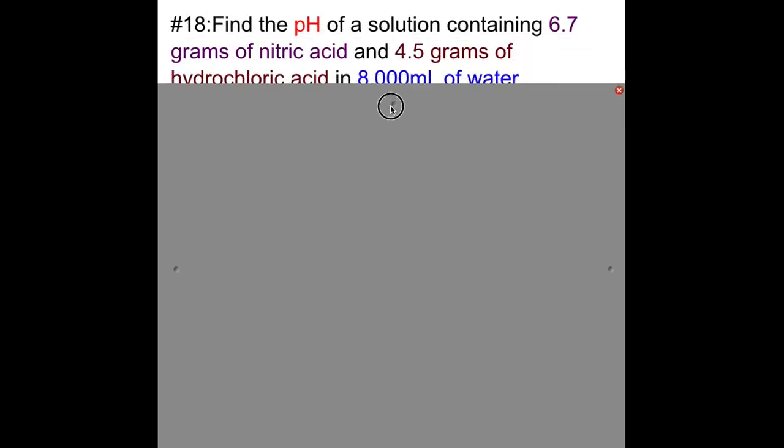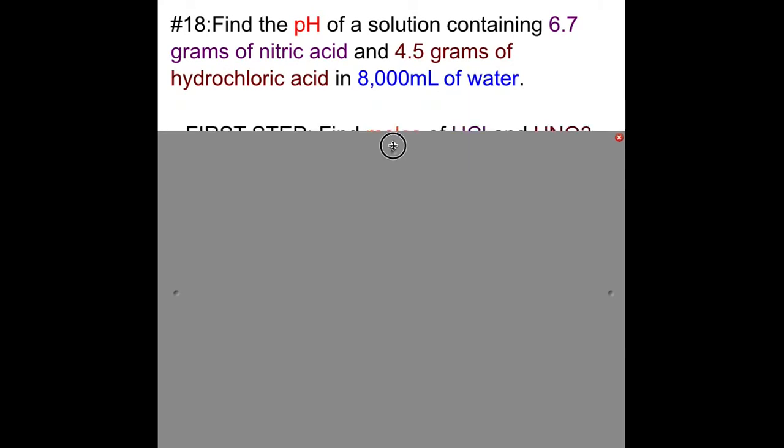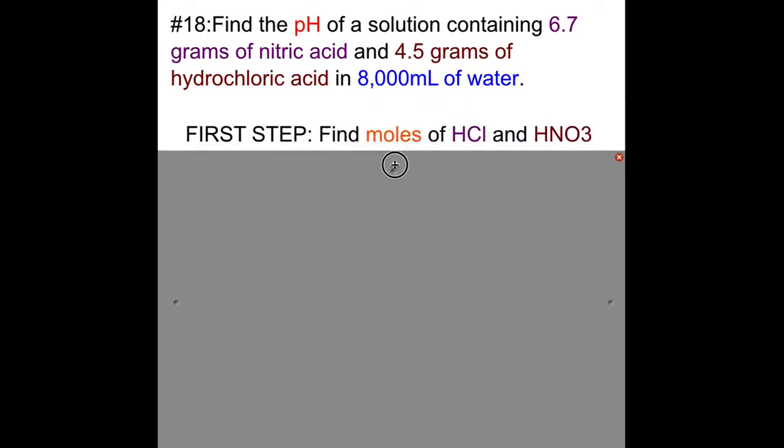Number 18 asks you to find the pH of a solution containing 6.7 grams of nitric acid and 4.5 grams of hydrochloric acid in 8,000 milliliters of water. It's a lot of information. So let's break it down into steps. The first thing we're going to do is find the moles of hydrochloric acid and nitric acid. I'm going to go ahead and let you do that since you know how to find that answer. I'll give you a minute.